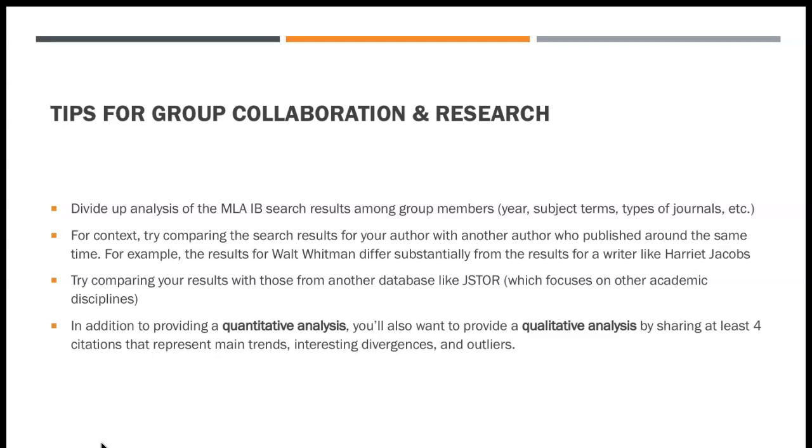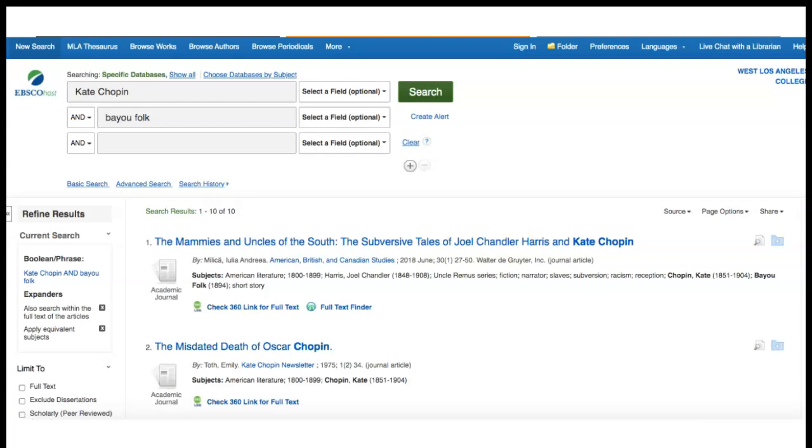In addition to providing a quantitative analysis by showing us numbers in the way that I have in the preceding slides, you'll also want to provide a qualitative analysis by sharing at least 4 citations representing main trends, interesting divergences, and outliers. For example, is there criticism on your author published in languages besides English? What might this represent? Learning to find and pay attention to what doesn't fit a pattern becomes crucial when it comes time in future classes to develop your own research projects and follow your own line of inquiry.